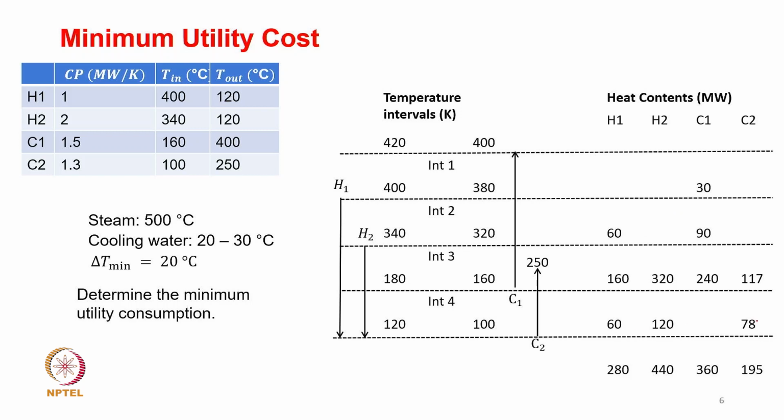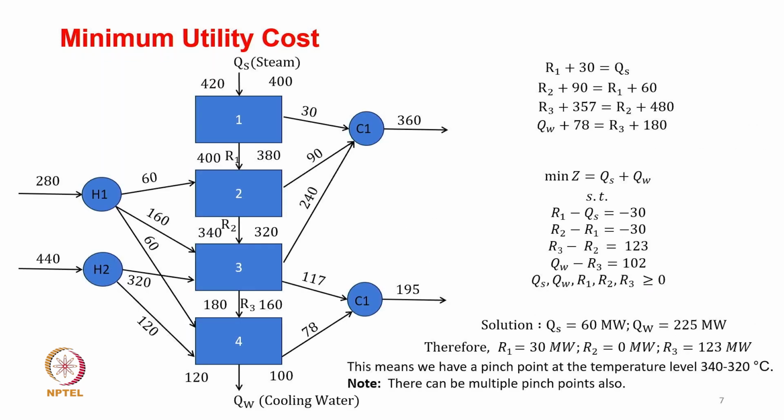Whatever we have defined is what we are showing as a schematic over here. So this would be the first equation. Let's look at the second. R2 plus 90 is equal to R1 plus 60. So this second equation is also getting a tick mark here.